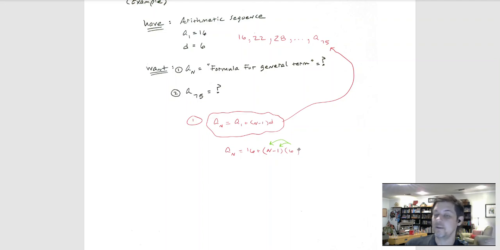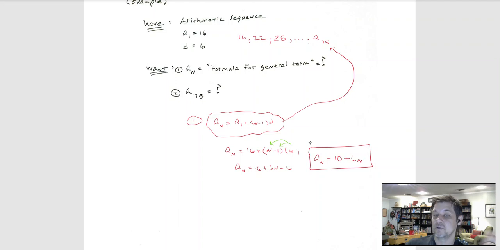Okay, so I could simplify this by distributing that 6. If I do that, I'll get a_n is equal to 16 plus 6n minus 6. Now I can combine some things at this point, and I'll get my final answer. So what do I got? 16 minus 6, so that's 10, plus 6n. Okay, so there's my answer to part 1.